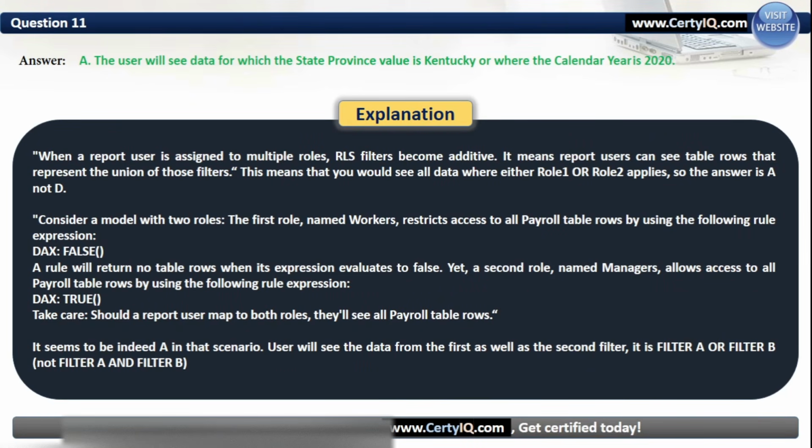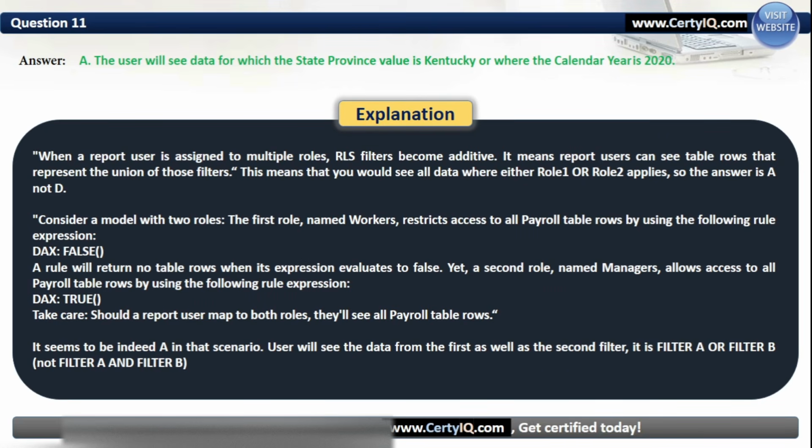Consider a model with two roles. The first role, named Workers, restricts access to all payroll table rows by using the following rule expression: DAX column false. A rule will return no tables when its expression evaluates to false. Yet, a second role, named Managers, allows access to all payroll table rows by using the following rule expression: DAX column true. Take care. Should a report user map to both roles, they shall see all payroll table rows.